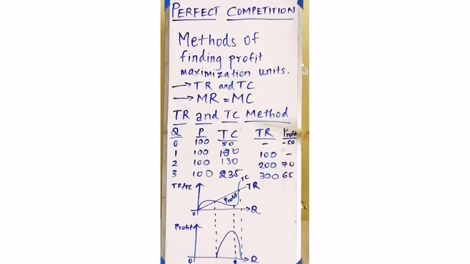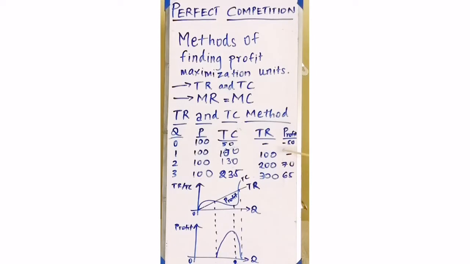So by looking at this chart itself, we could see at which unit this particular seller can get the highest amount of profit. It is at the unit number of 2. Whenever this particular seller sells 2 units, he will be getting the highest profit, which is 70, which is comparatively higher than the other opportunities.